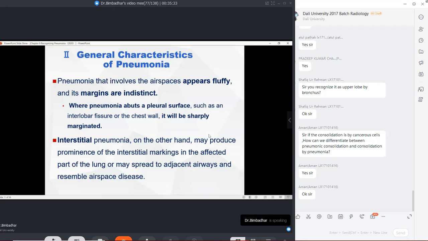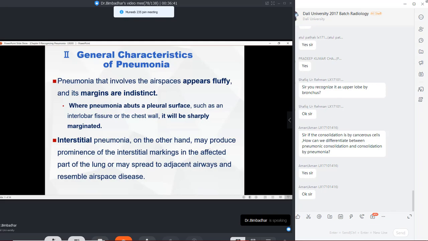If they are not passing the fissures, and only in such conditions, this pneumonia will be sharply marginated along a single lobe. Otherwise here they will be fluffy, the margins indistinct, but if you move along the pleural surfaces, yes, they will be sharp because they end at the pleura. But if it is the interstitial, particularly what we call an interstitial pattern, it will produce prominent interstitium and spread to the adjacent airways and also to the adjacent alveoli. So an interstitial pneumonic pattern will have reticulonodular patterns, nodulations, as well as consolidative air bronchogram changes.